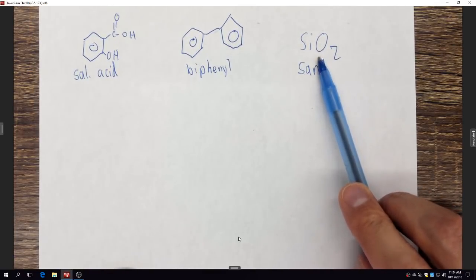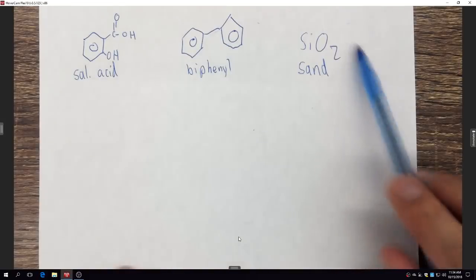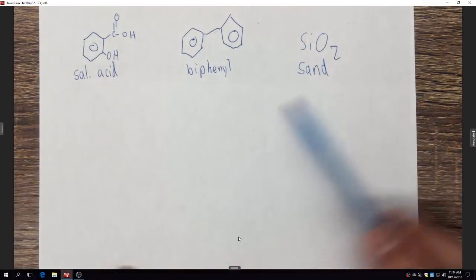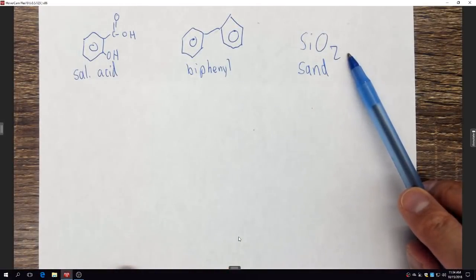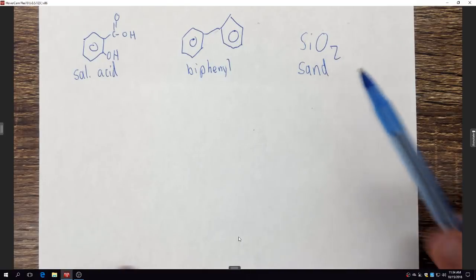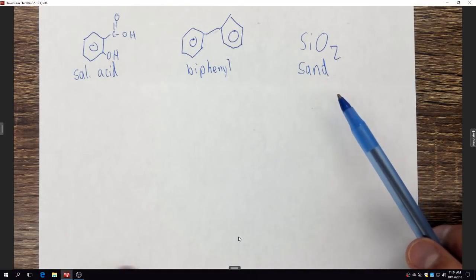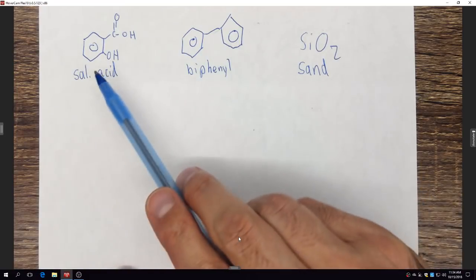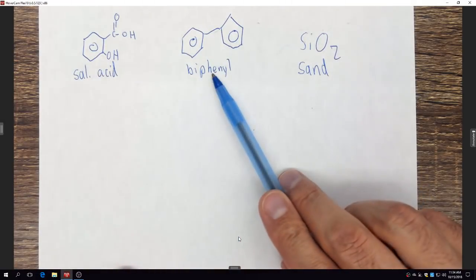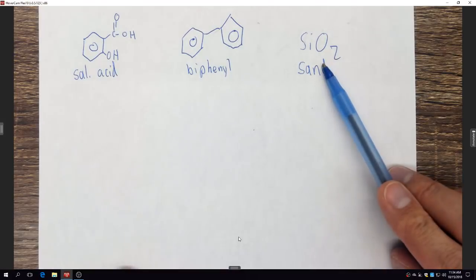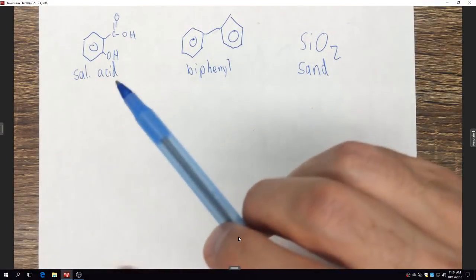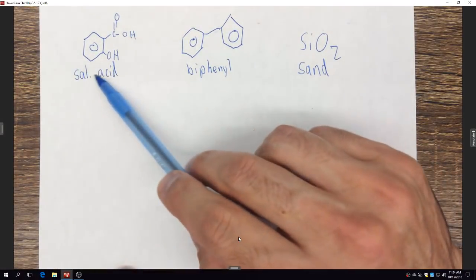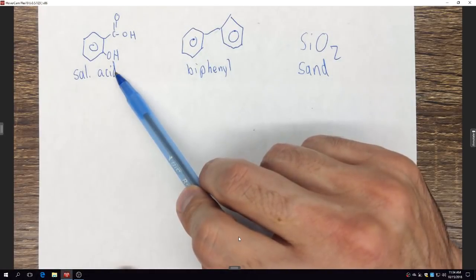So what you're going to do is take 2 grams of a mixture of these three compounds, and you're going to add diethyl ether. When you take 2 grams of these compounds and add diethyl ether, two of them will dissolve, salicylic acid and biphenyl. One of them will not dissolve, sand. Now, an interesting thing to point out is, is salicylic acid polar?